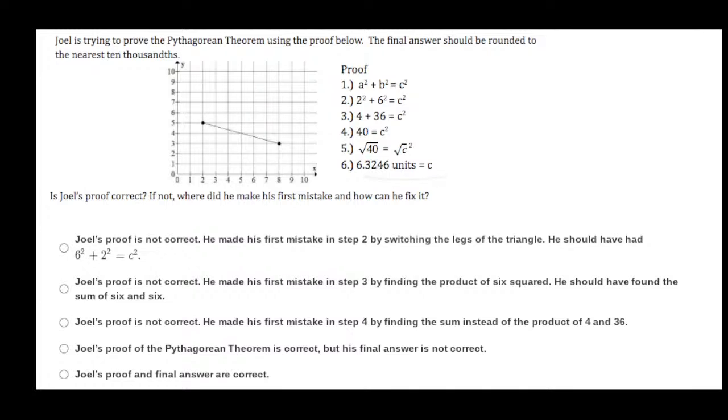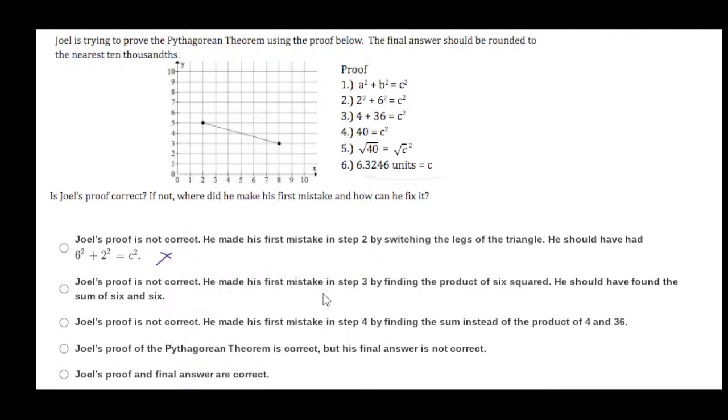Okay, now let us see the options one by one. Is Joel's proof correct? If not, where did he make his first mistake and how can he fix it? So Joel's proof is not correct. He made his first mistake in step number 2 by switching the legs of the triangle. He should have 6 square plus 2 square is equal to c square. It doesn't make sense. You write 6 square plus 2 square or 2 square plus 6 square, it is one and the same thing. It's up to me whether I take a vertical side or horizontal side. So this is the wrong option.